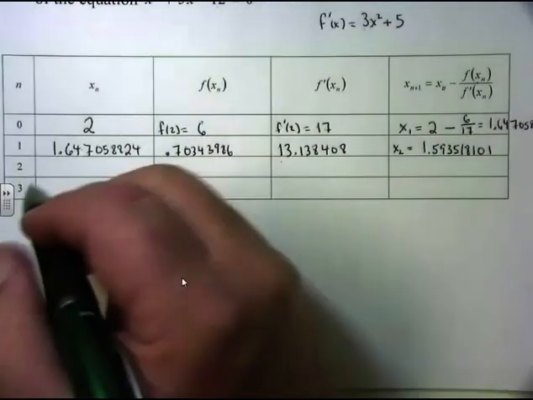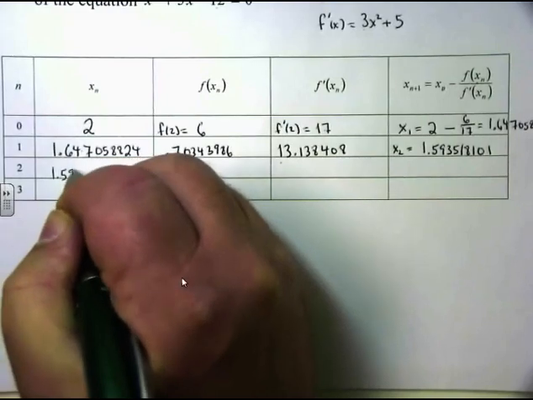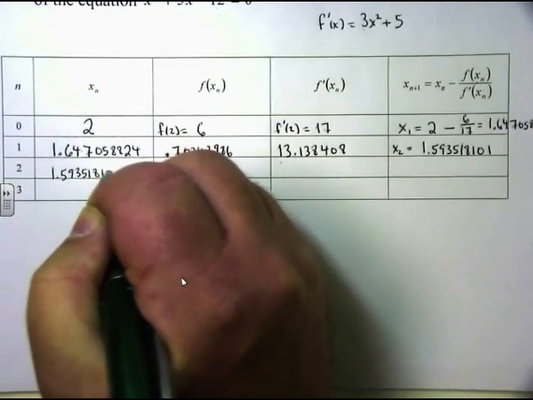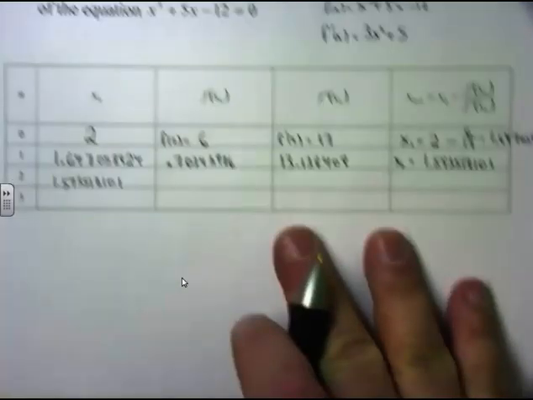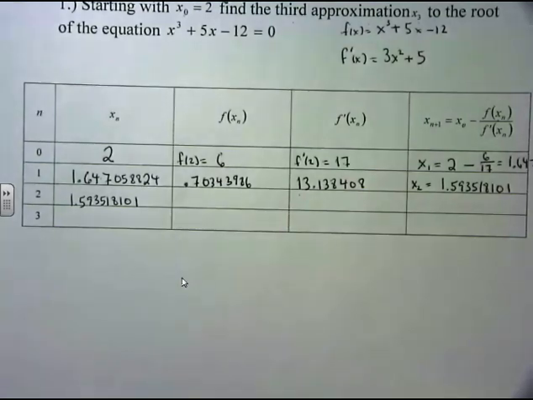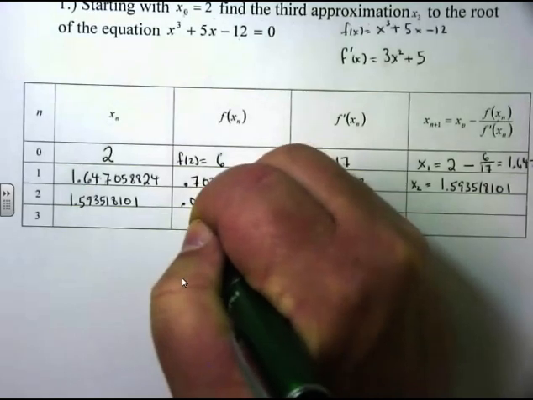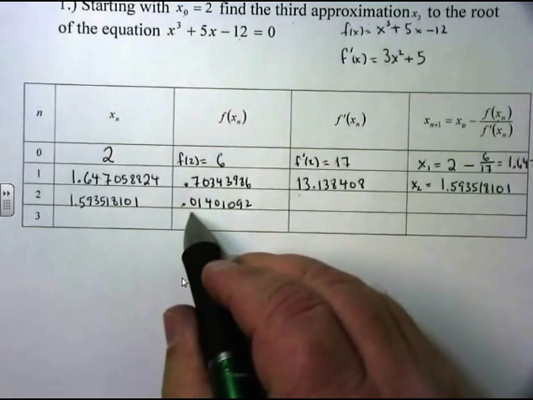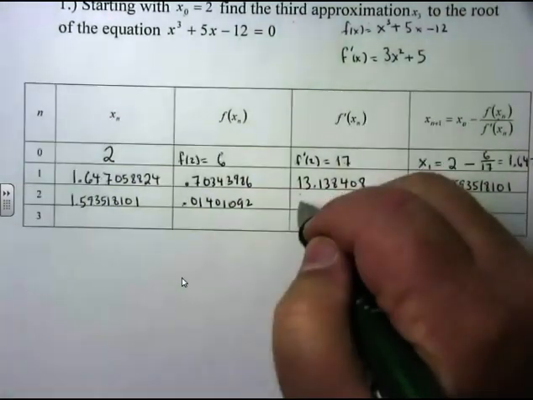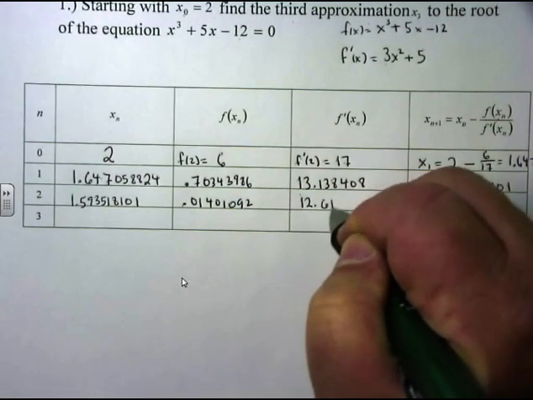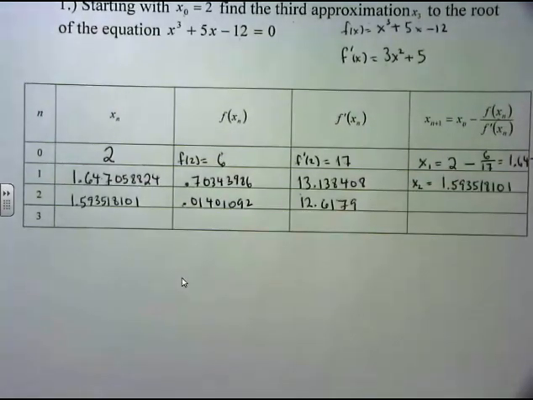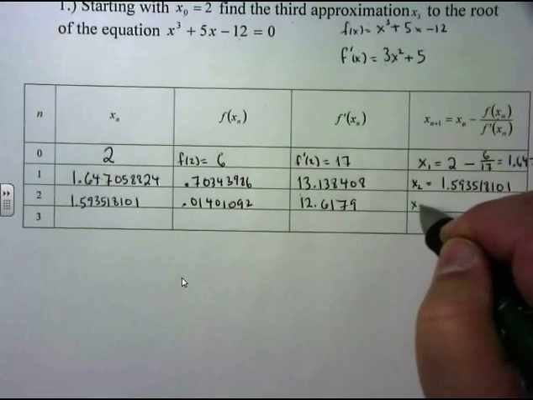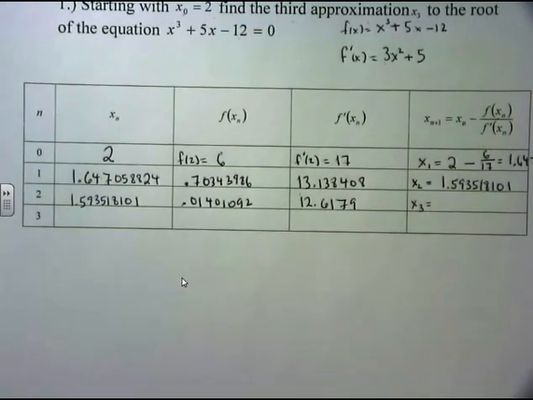That'll be my x2, which is 1.5935181101. So now, I'm going to take that number and plug it into my functional value. And when I plug it in, double check me on this, but this is what I get. I got 0.014011092. Notice it's getting very close to 0. And when I plug it into my derivative, I got 12.6179. Close enough. Now, for my third iteration, I'm going to, once again, show you on the calculator here.